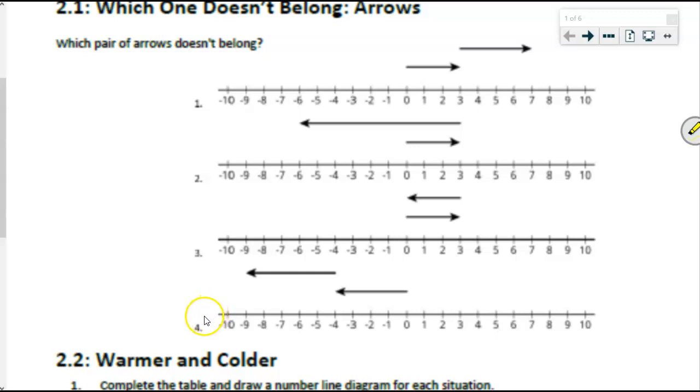Okay, I thought I was convinced with 3, but now I'm definitely convinced. Number 4 doesn't belong because these arrows are going in the same direction and they're going towards the negatives. Okay, I'm convinced. Who would like to argue with that? Vivian. Or Kylia, I'm sorry, Kylia.